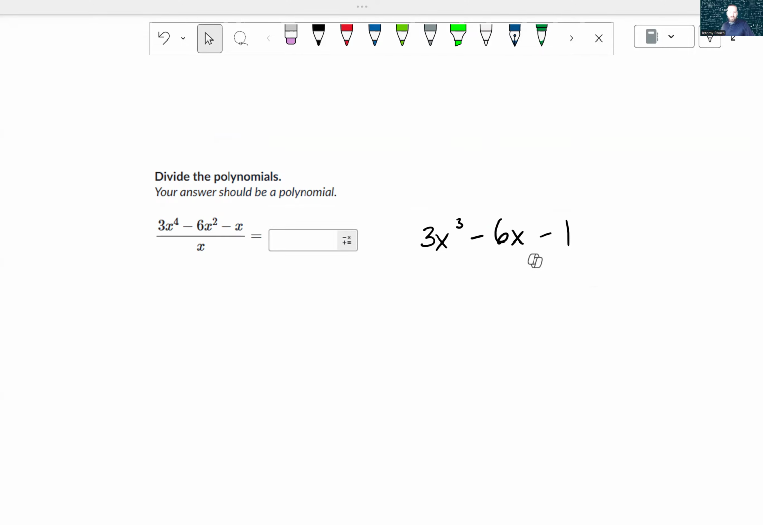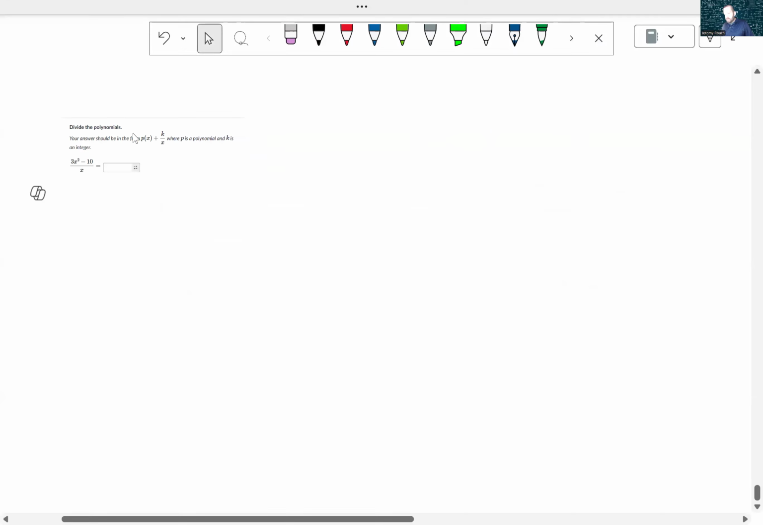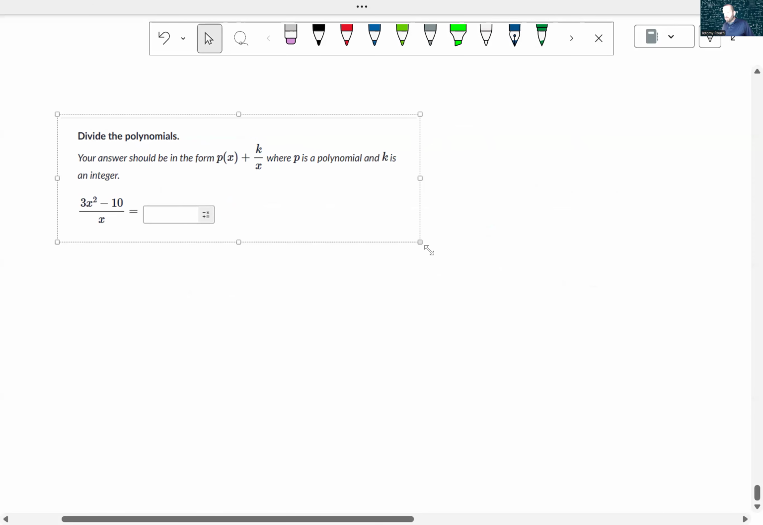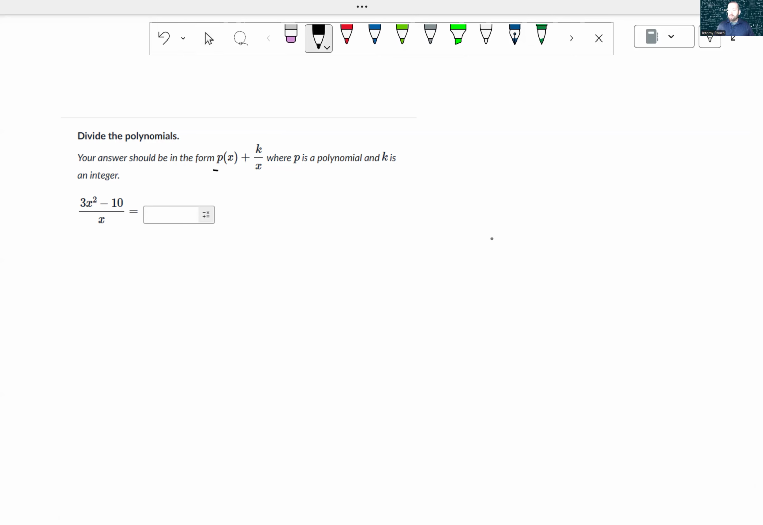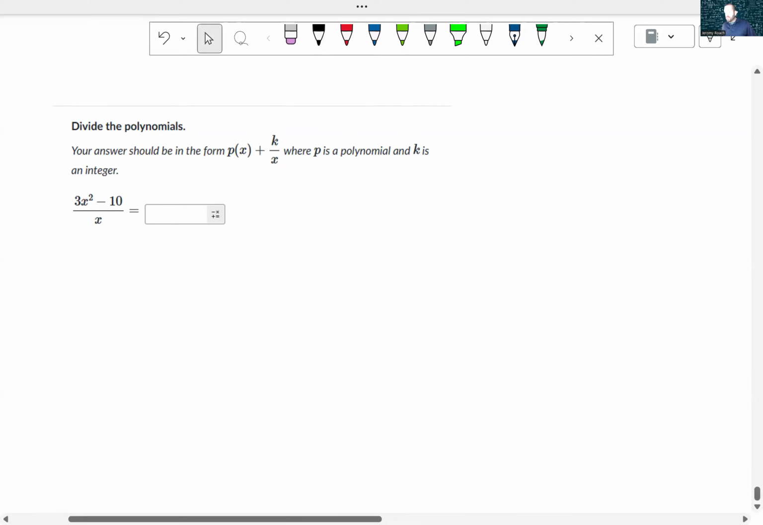Okay, so that's fairly simple. There are no remainders here. The next part says that we're going to have a remainder. It gives us some technical information: your answer should be in the form p of x plus k over x, where p is a polynomial and k is an integer. All this is saying is we should get some polynomial answer, and then a fractional amount. So let's take a look at this one: 3x squared minus 10 over x. If we look at the numerator, we can't factor anything out of it.